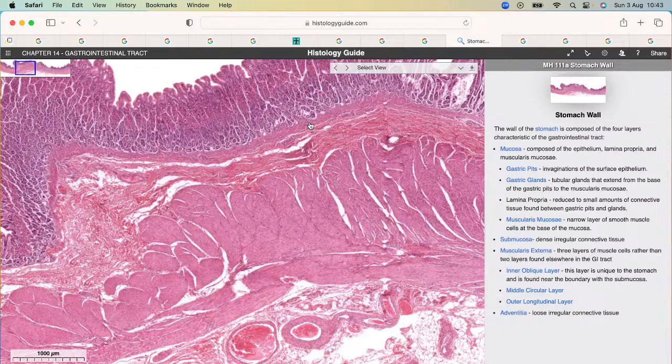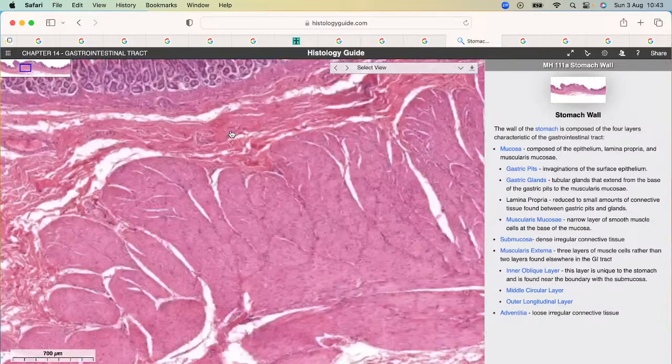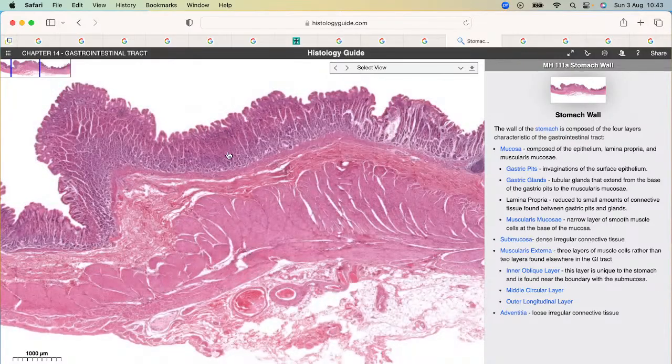So now the stomach is divided into 4 sections histologically: the mucosa, submucosa, the muscularis layer, and the adventitia. So the mucosa will be the most inner section. So this is the mucosa. This is what we call the muscularis propria, and muscularis externa, and then finally the adventitia.